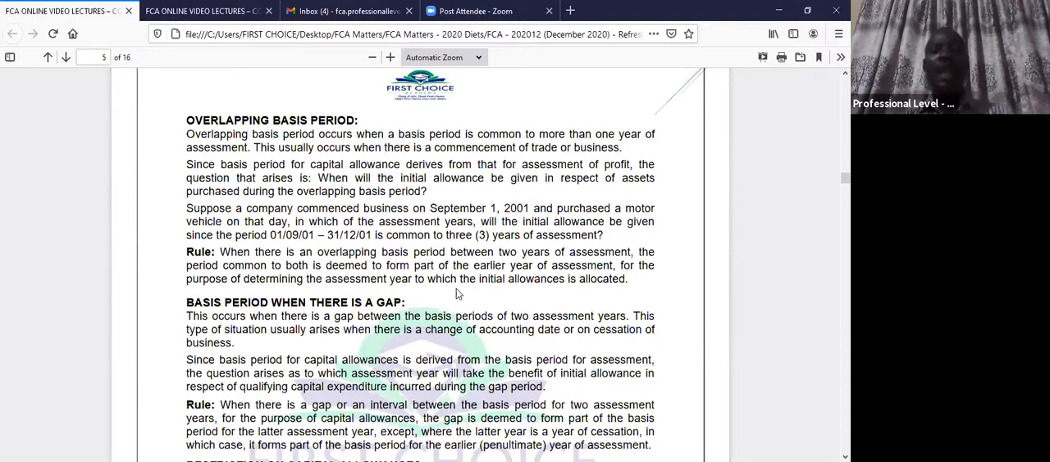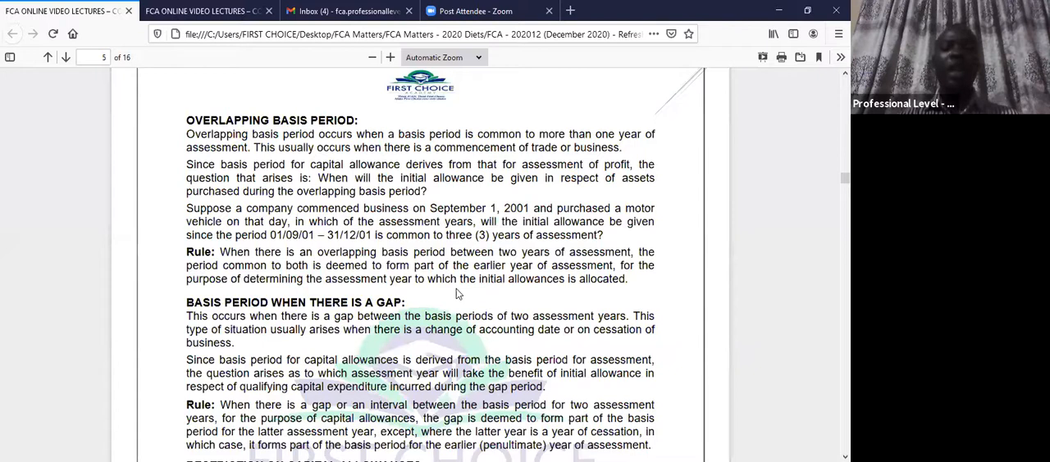Now, when there is a gap, what happens? The gap is assumed to belong to the later year. So if there is a gap between the first year basis period and the second year basis period, and an asset was bought in that gap, since it has not been treated in the first year, it will belong to the second year.